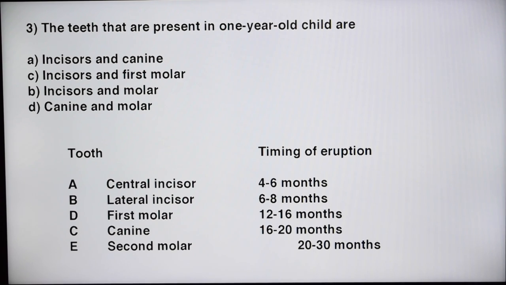So in the case of a 1-year-old child, we find incisors and also molars, right? It's the first molar, because the second molar erupts at around 20 to 30 months, right? So option C is the appropriate answer here.